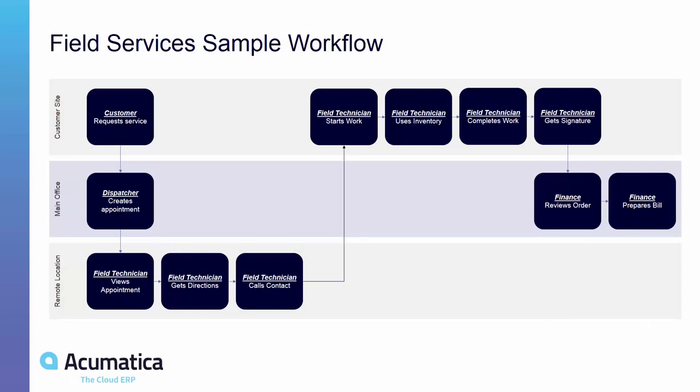At that point, a dispatcher from the main office can create an appointment that's immediately available to the field technician on a mobile device such as an Android or iOS phone. The field technician gets directions using his mobile phone, calls the contact if he's running late, and starts his work. Once he arrives on site, he can use inventory from his truck, make note of that, and complete the work. After that's been done, he can get the signature from the customer directly on site so that finance can review everything in real time and prepare a bill. These are the steps that we'll be following in the coming demo.